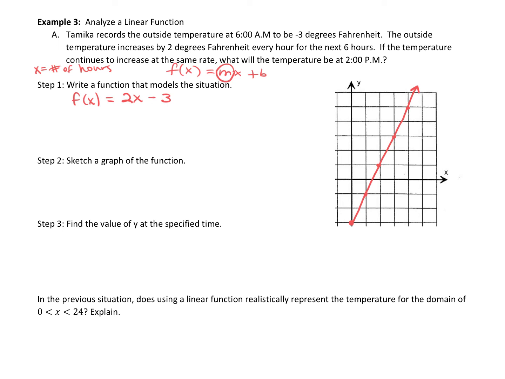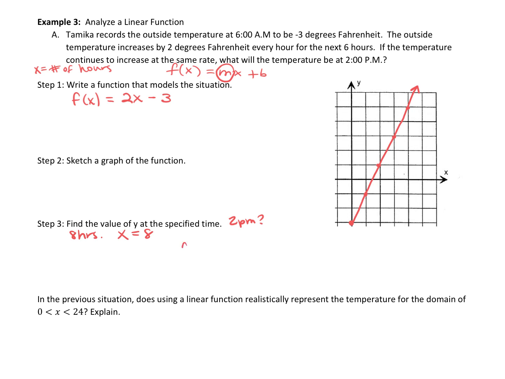So step 3, find the y value at the specified time. So they're asking, what will the temperature be at 2 p.m.? Now our x is representing the number of hours, and we started this at 6 a.m. So how many hours have passed from 6 a.m. to 2 p.m.? And that is going to be a total of 8 hours. So we're going to let x equal 8. So we'll plug into our function.